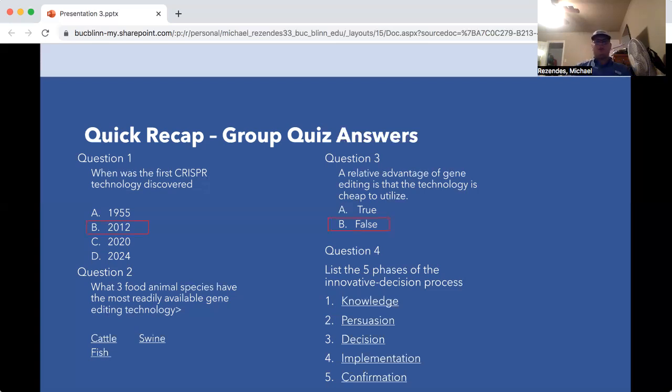So question number 1: when was the first CRISPR technology discovered? This was the Cas9 technology developed in 2012. Question number 2: the 3 food animal species that have the most readily available gene editing technology. That is cattle, swine, and fish. Question 3: a relative advantage of gene editing technology is that it is cheap to utilize. This is false. We talked about gene editing requiring a large initial investment. And then question number 4: the 5 phases of the innovative decision process. These were knowledge, persuasion, decision, implementation, and confirmation.